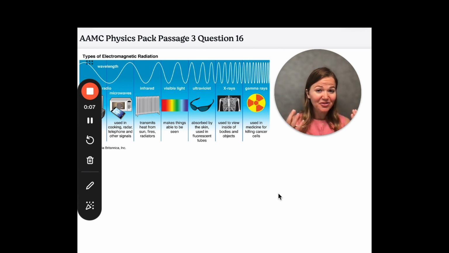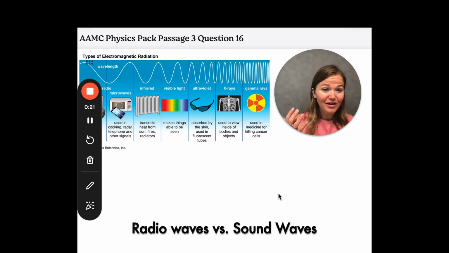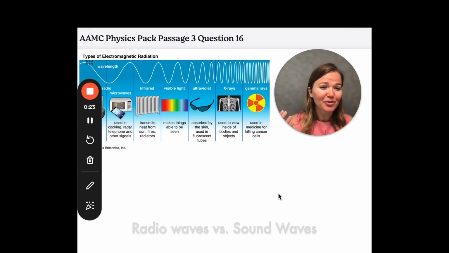So again, this question is related to passage 3 of the physics question pack, which is all about testing your understanding of the Doppler effect and various concepts related to that. So this question in particular wants to get at if you understand the difference between radio waves and sound waves and how that relates to the Doppler effect.